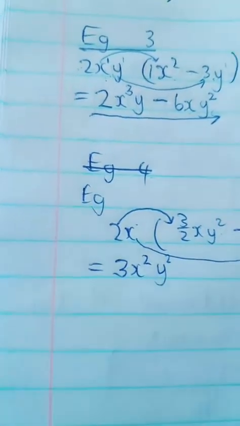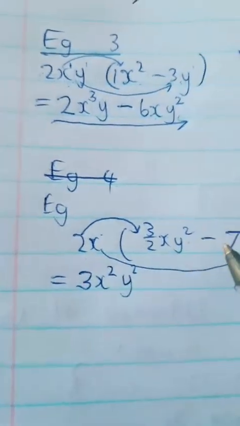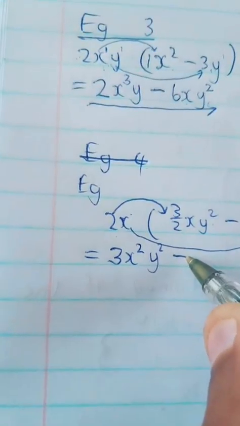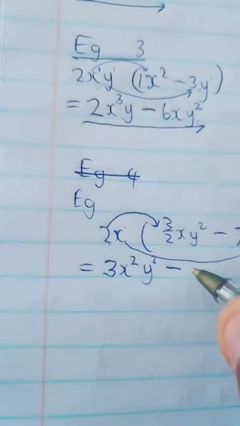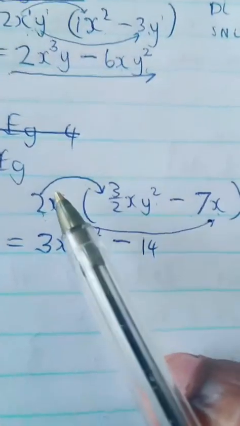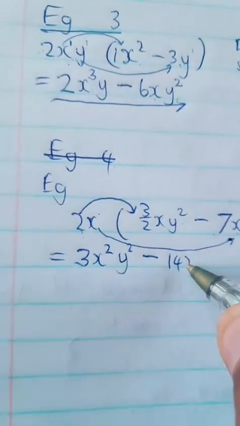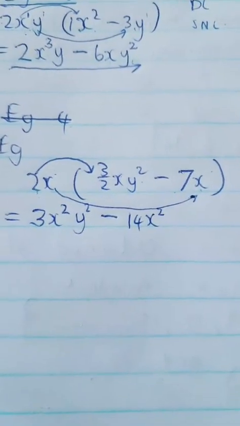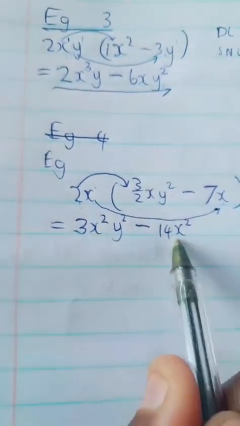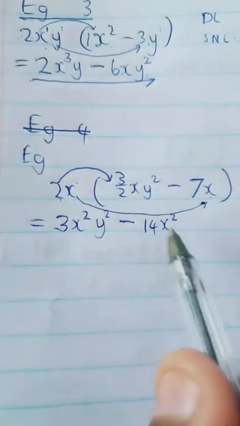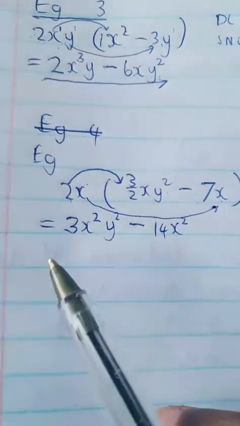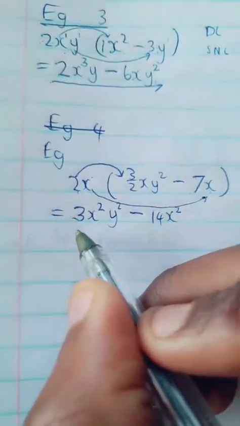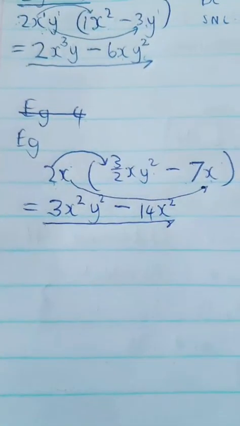2x times 7x. 2 is positive, negative 7x is negative. So positive times a negative, negative. Number, 2 times 7, 14. Letter, x times x. Keep the base, we add the exponents, x squared. Then, are these like or unlike terms? They are unlike terms. Even though you can see x squared here and x squared here, this one has y squared, so you cannot add these two. So you have to leave the answer like that.